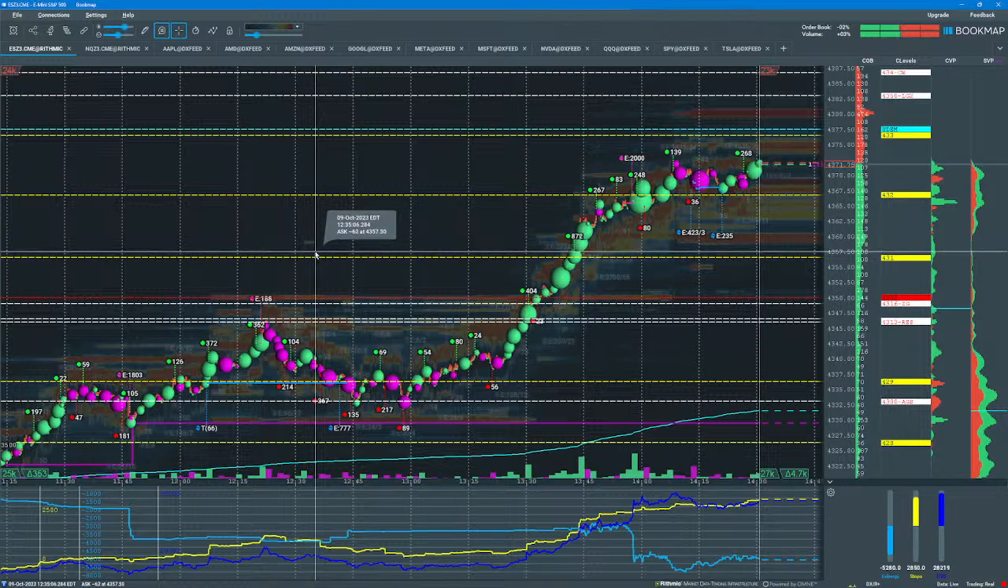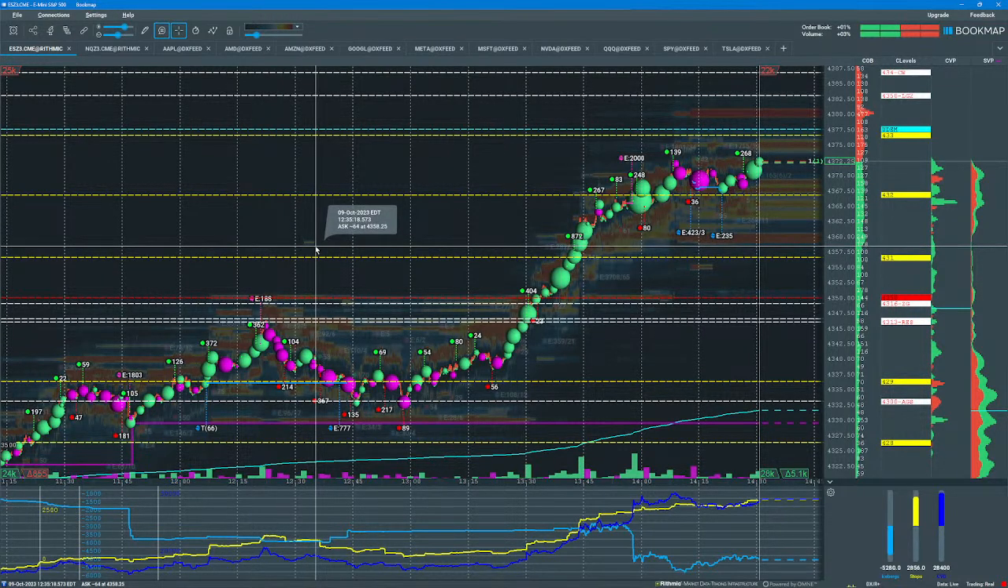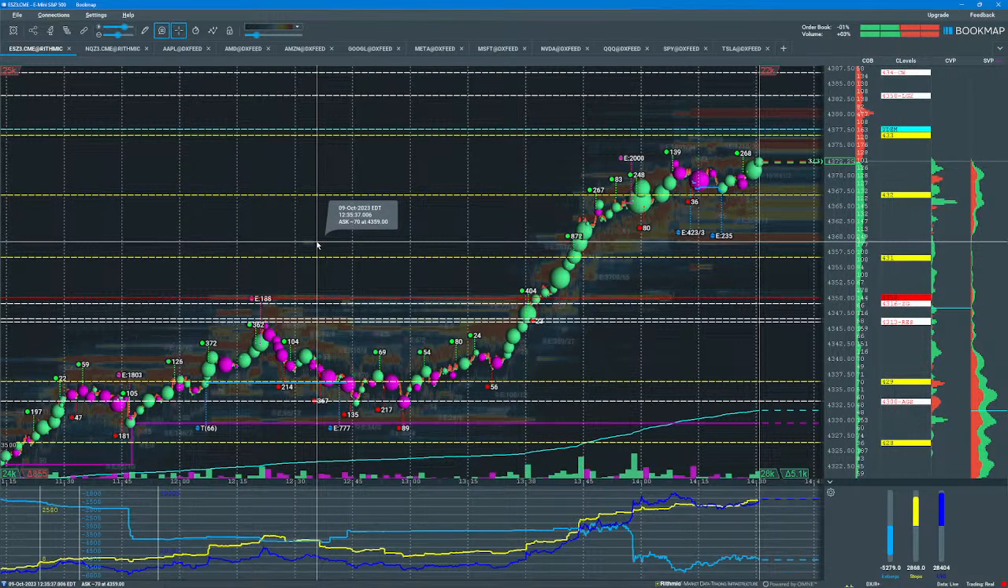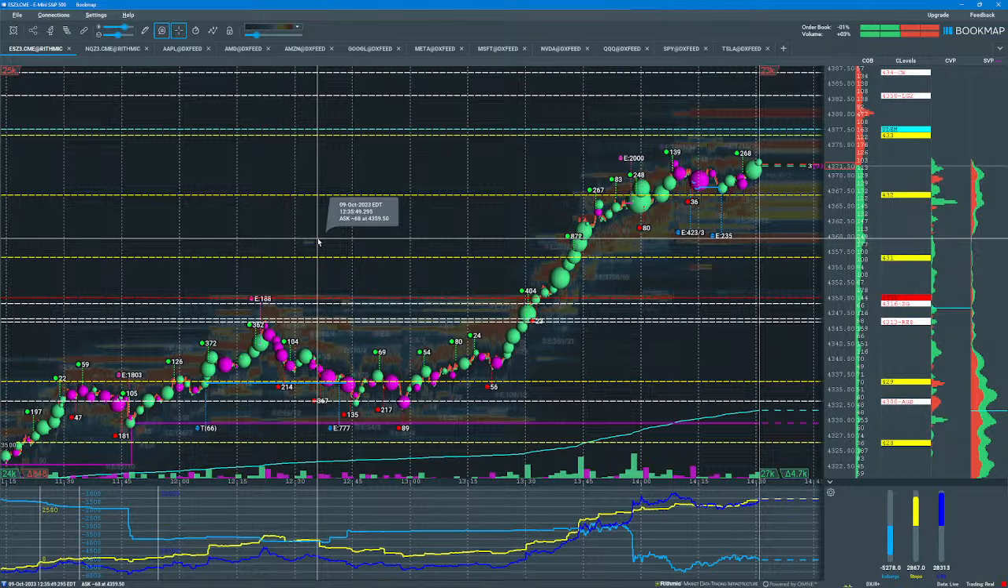All right, rally continues higher as traders continue to buy Magnificent 7. Index products follow.